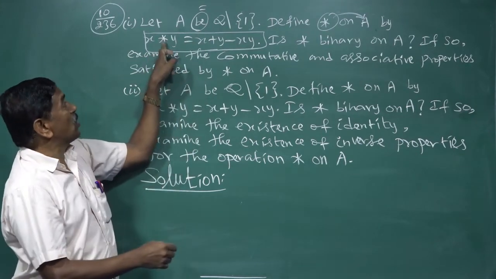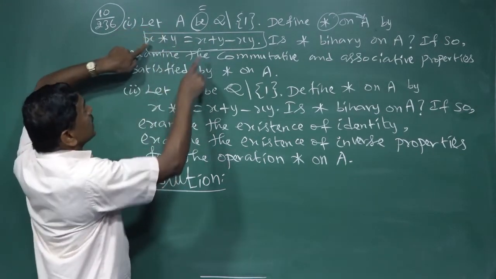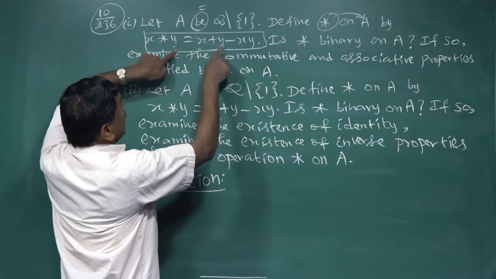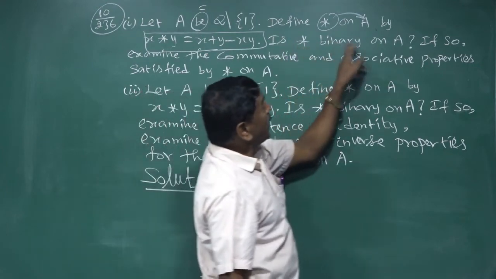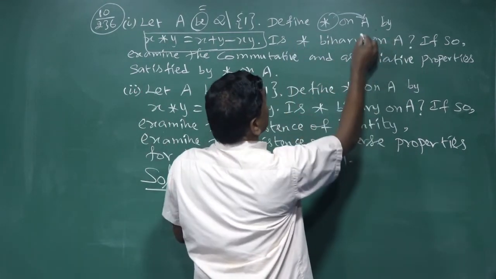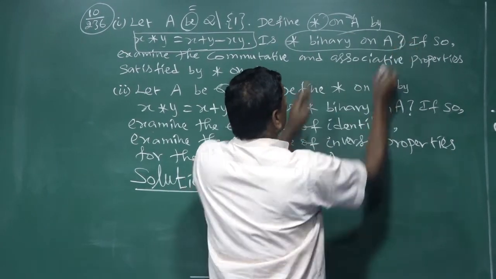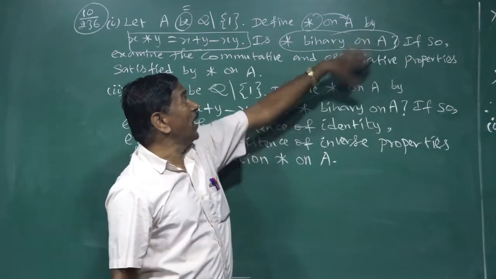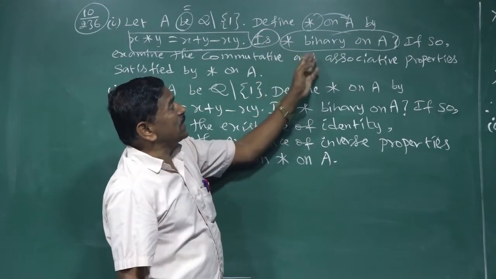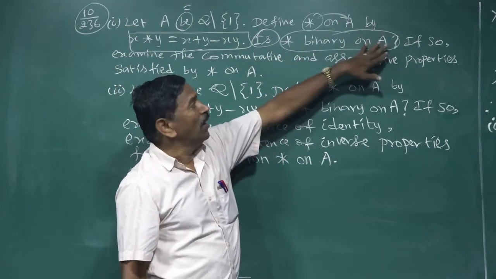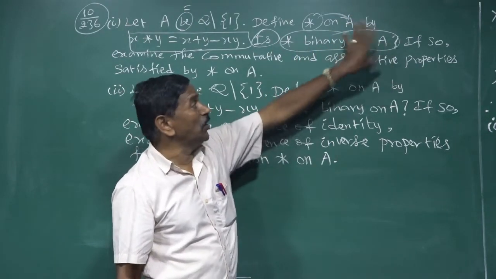Okay? So, star is defined by some rule. What is the rule? That is, first element plus second element minus first element into second element. Okay. Is star binary on A? Is the question. Listen, whether star is a binary operation on A? It is a yes or no type question. If yes, we say star is a binary operation on A, and if no, we say star is not a binary operation on A. Like that you want to verify.